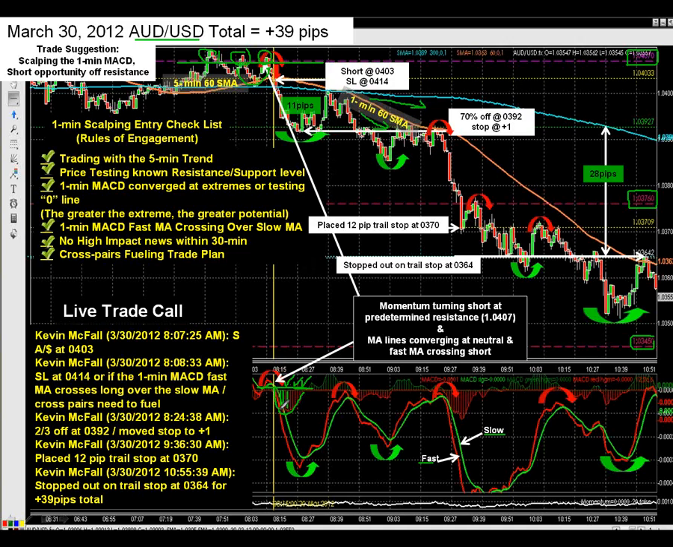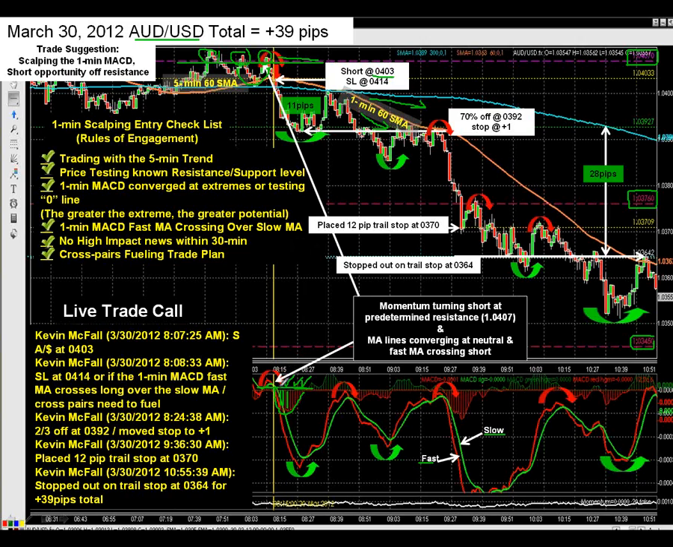We already see that momentum is starting to turn down to the short side. So we entered this trade here. We went short at 0403. Remember, resistance is up at 07, so we know we have some insurance up here, and price has held here a number of times.